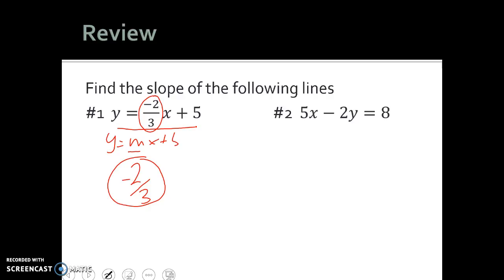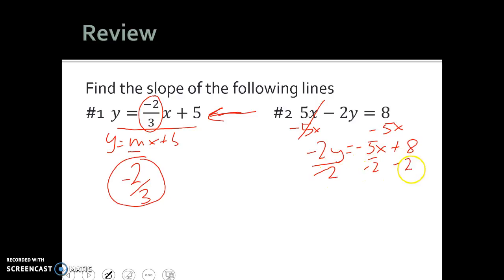However, in example number 2, it's not in that form. This is an equation that is in standard form. So we're going to want to put this equation into slope-intercept form, and we're going to do that by getting the y by itself. So we're going to subtract 5x from both sides first. And so we're going to have negative 2y on the left equals negative 5x plus 8 on the right. Then we want to get the y by itself, so we're going to divide both sides by negative 2. And when we do that, we're going to have y equals 5 halves x minus 4.